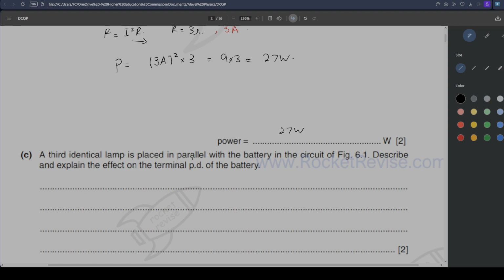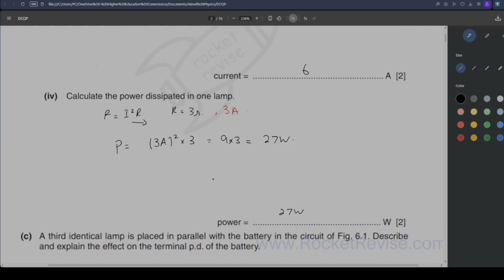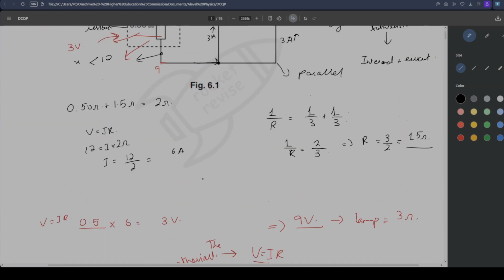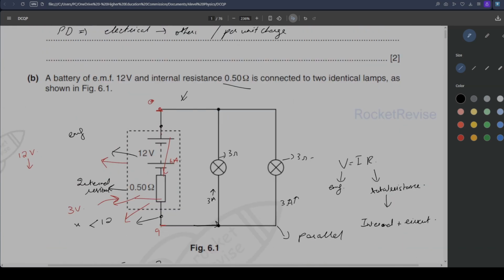A third identical lamp is placed in parallel with the battery in the circuit of figure 6.1. Describe and explain the effect on the terminal potential difference of the battery. So they're asking us what the effect on this 9 volts is going to be. What they've done is that they've added another lamp over here in parallel with the existing two lamps, and now they're asking us what happens to this value.